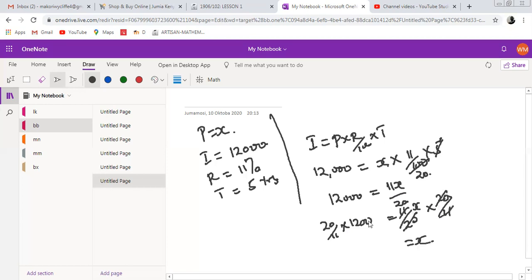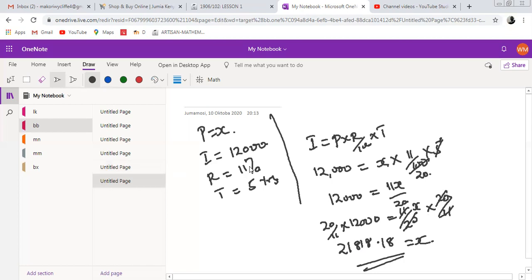And we can simply say that the x here is going to be given by 20 times 12,000, and then we divide by 11. You will find that the principal is 21,818.18. That is actually the principal, or the amount of money that was borrowed from that particular financial institution.